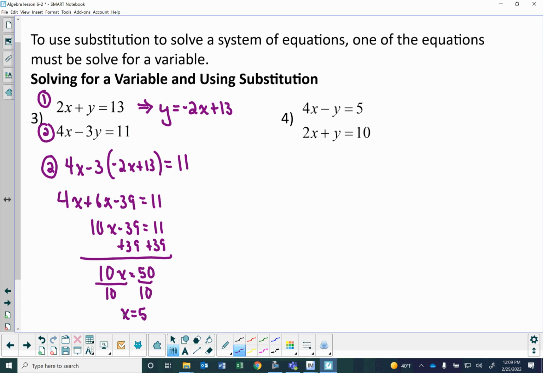And now that I know that x is equal to 5, I'm going to plug it back into the equation that I solved for y, right up here, this one I just highlighted, because that's going to be easier for me. So I'm going to plug it into the adapted version of equation 1. So I'm going to have y equals negative 2 times 5 plus 13. That's negative 10 plus 13. So y is going to equal 3. So my solution to this equation is 5, 3.